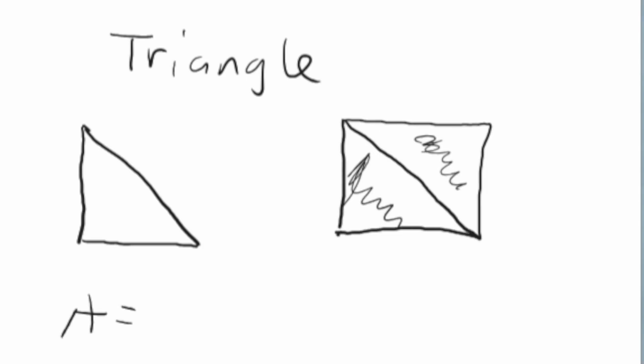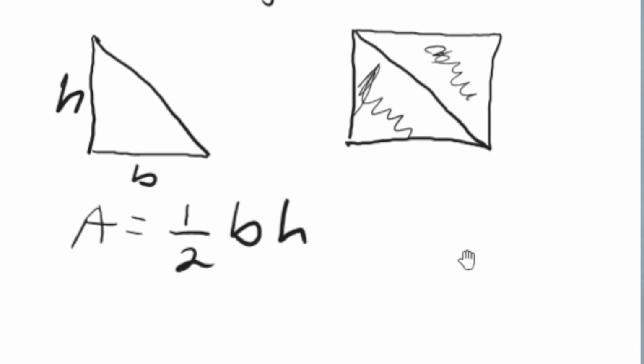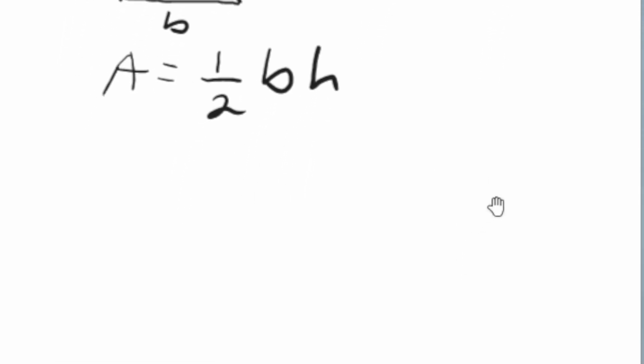So the area is going to be half base height. We call this side the base of the triangle and this side the height of the triangle. So a triangle's area is half of base times height. If you have any triangle, you only use this formula to calculate the area.